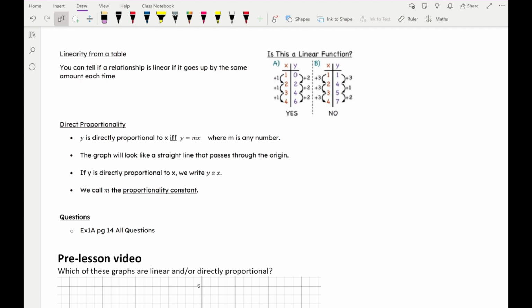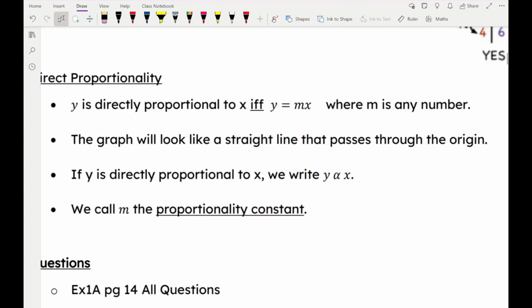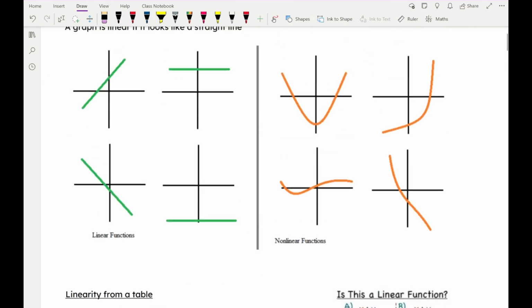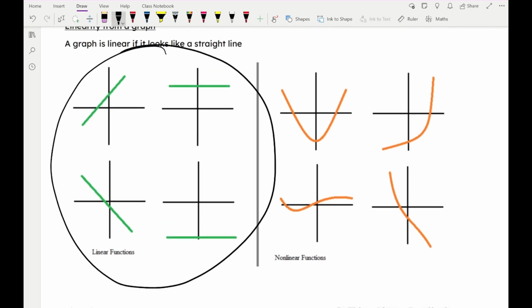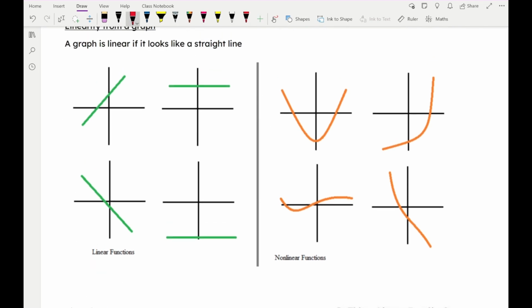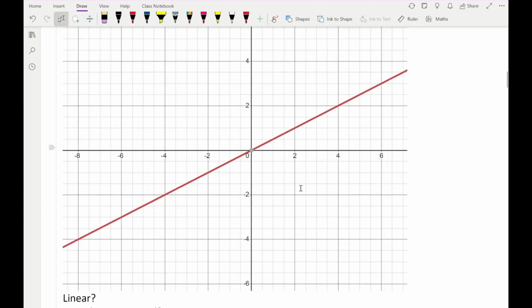In terms of direct proportionality, it's directly proportional if it's a straight line and it goes through the origin. So you can look at these functions up here and none of these are directly proportional, even though they're linear. Now, if you did have one that went through the origin, like that line there, then it would be directly proportional. So you got to be a bit careful with that. Okay, so let's do a few questions here.